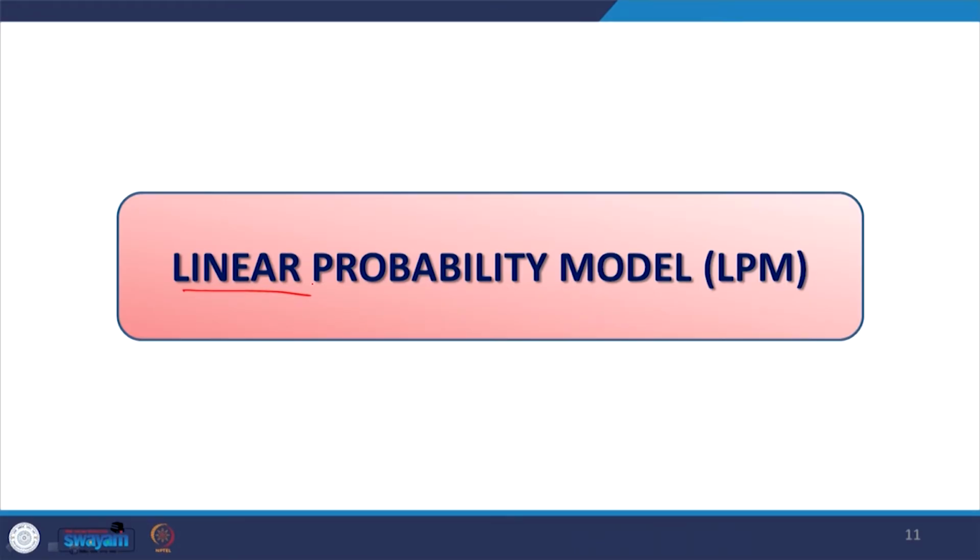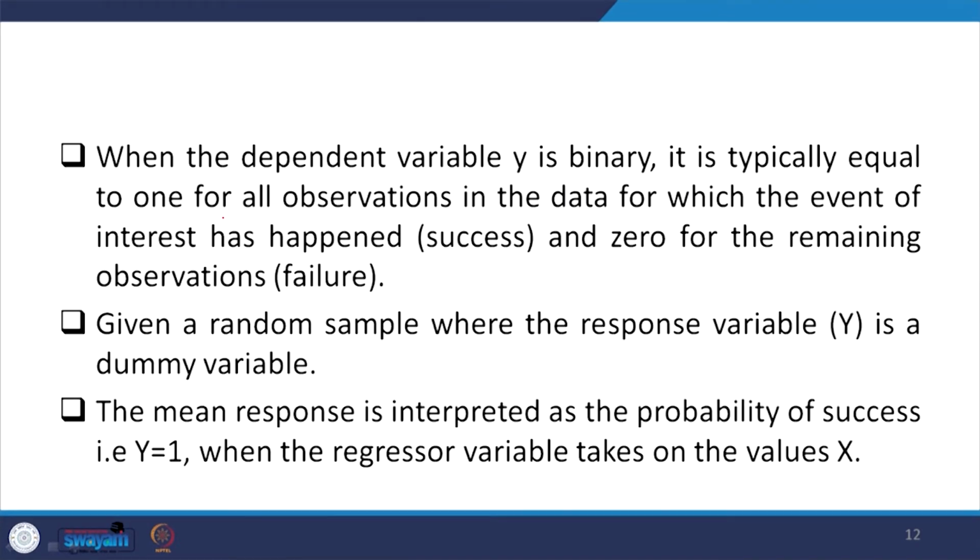LPM is a single clarification given as probabilistic with linearity. Linearity is attached; we are going to define it through the linear structure of the model. When the dependent variable is binary, it is typically equal to 1 for all observations in the data for which the event of interest has happened, that is success, otherwise 0 if there is a failure.